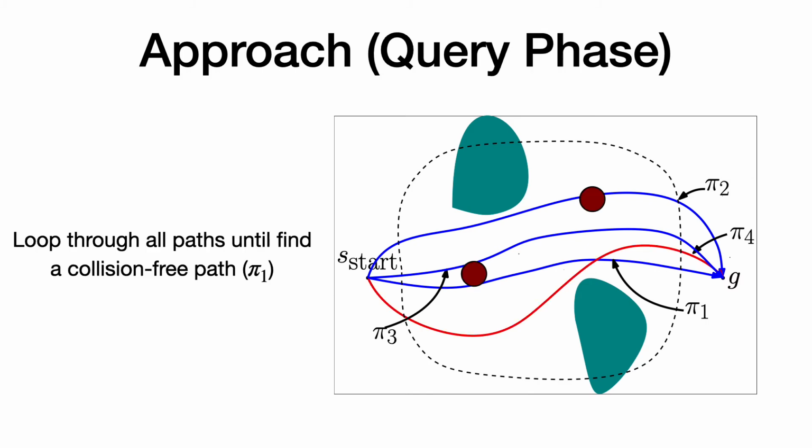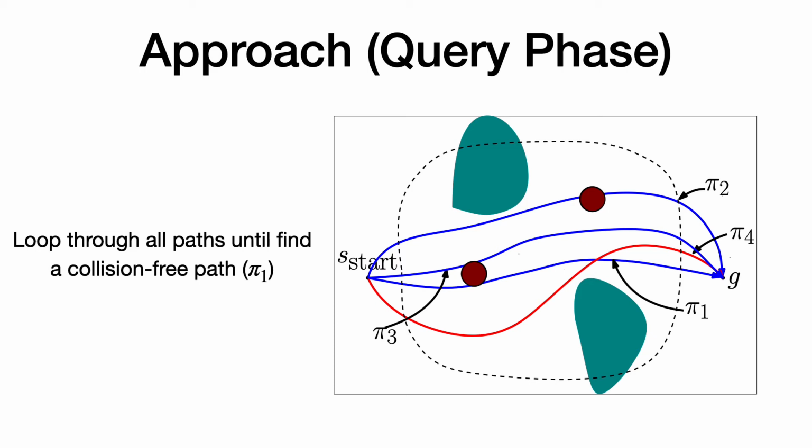In the query stage for any given configuration of movable obstacles, APP loops over the set of pre-computed paths until it finds a collision-free path, which is the red one in the shown example. It is important to note that while doing so, it does not require any collision checking, which is typically the most computationally expensive operation in motion planning.